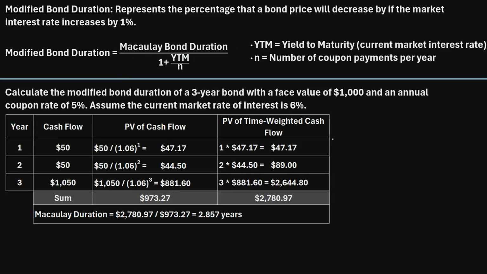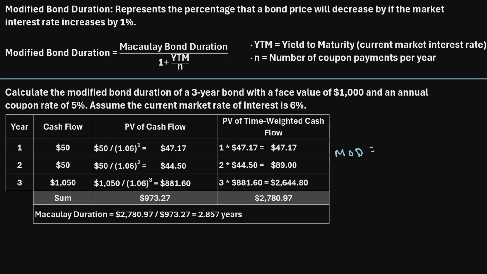Okay, so to calculate the Macaulay duration, I'll link to another video that I have on how to perform these exact calculations to come up with the Macaulay duration. But for the sake of this video, we just need to know that the Macaulay duration of this bond is 2.857 years. So once we have this number, to calculate our modified bond duration, we can just plug that into this formula right here. So I'll write it right here, and I'll abbreviate it as MOD.